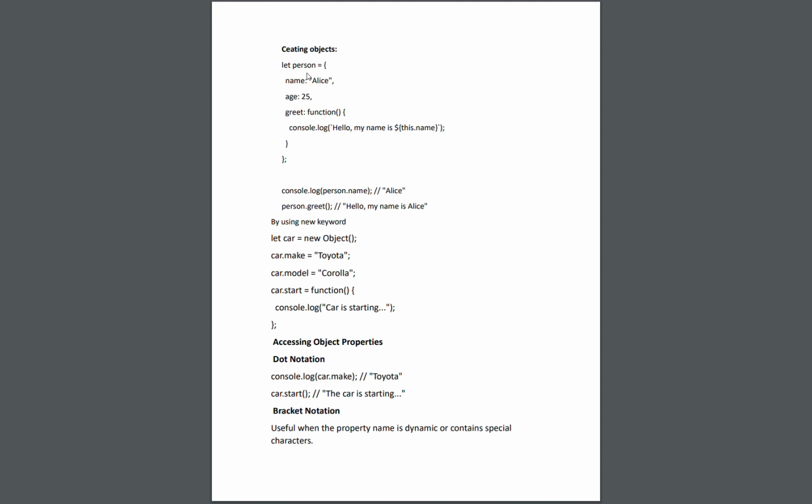We can declare the object with any variable. We can assign them in curly braces. So here name equal to Alice. These are the name value pairs or key value pairs. Name is a key and Alice is a value. We can also create objects by using the new keyword. Here we use dot notation to assign the values to the object.